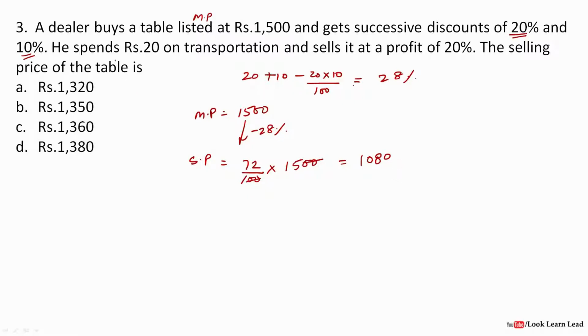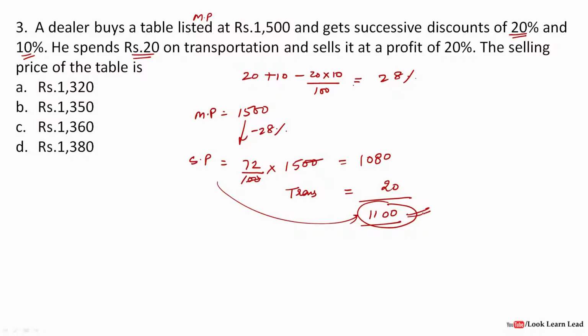Now rupees 20 is on the transportation. So we will add transportation charges, rupees 20. So now our total is 1100. Okay. Now this is the actual selling price. The selling price is 1100.